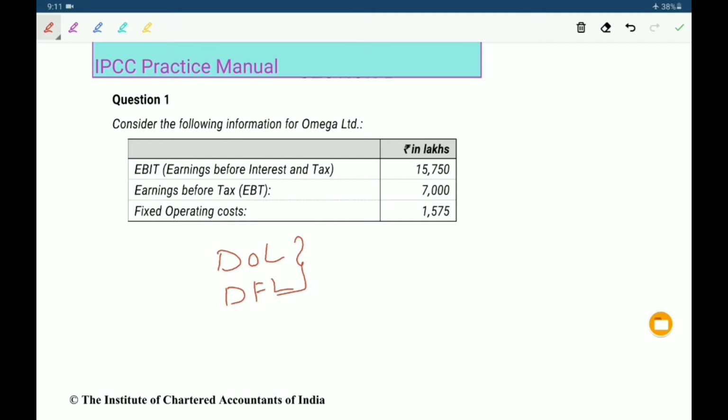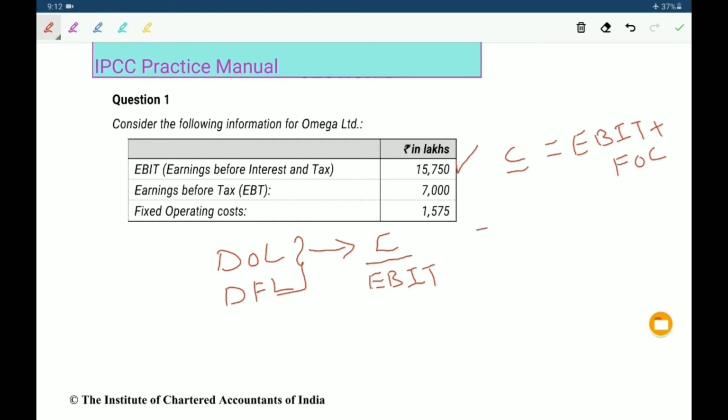What is the degree of operating leverage formula? Contribution by EBIT. Here EBIT is given. Now we have to find out contribution. What is the contribution formula? Contribution equals EBIT plus fixed operating cost.